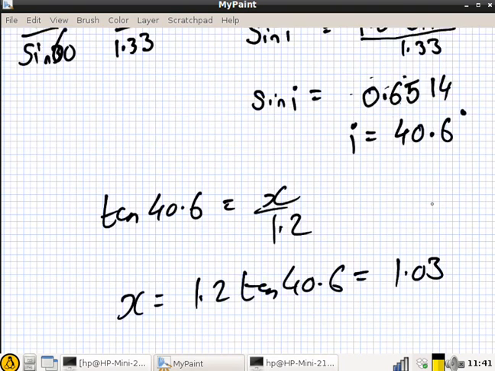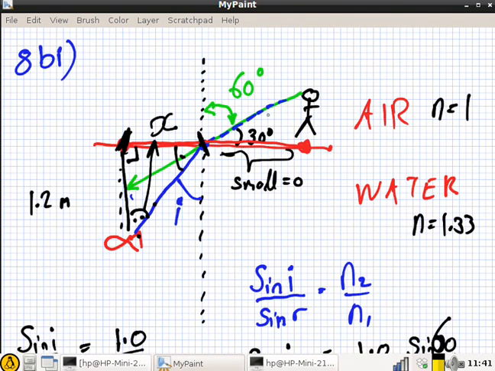Meters. Tanish used this angle, I just used this angle. No difference. Same thing. Alright. The last part.